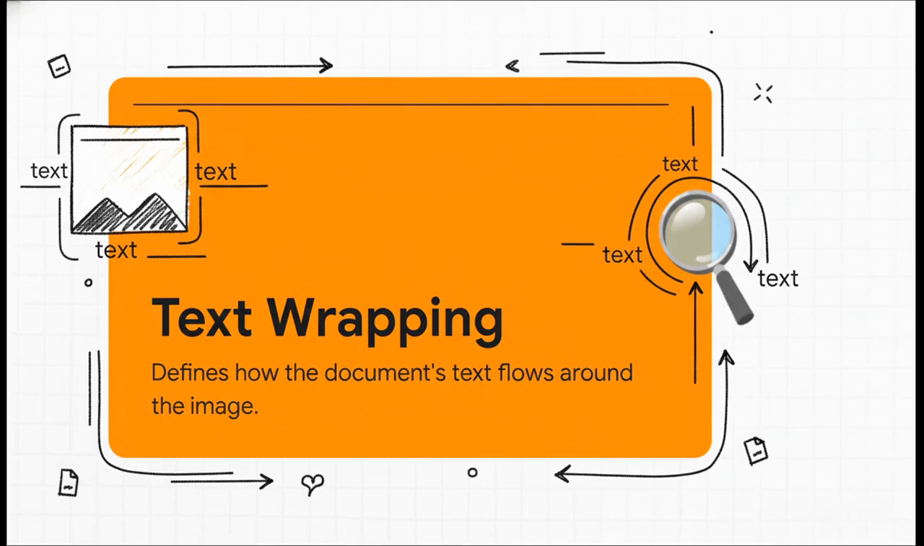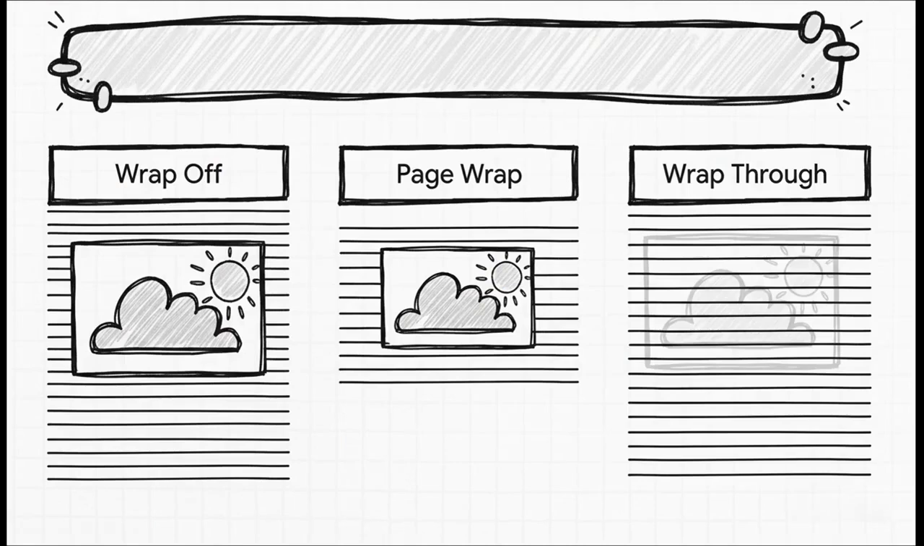So once your image is pinned down, you have to tell the text how to behave around it. That's text wrapping. It's basically you telling the words how to flow around your picture to create that really clean, professional look. Wrap-off is the simplest. It just puts a clean break, with text above and below the image. Page wrap is that classic magazine look, where the text flows beautifully around all sides of the picture. And wrap through is cool because it lets you put an image behind your text, kind of like a watermark. Getting these down is everything.